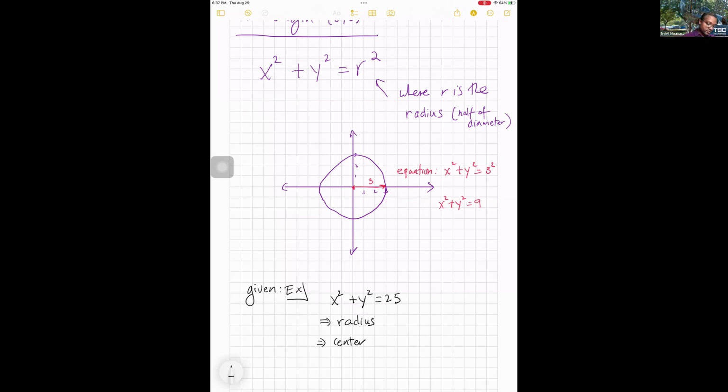The center will be at 0, 0, the origin, and the radius will be the square root of 25, better known as 5. Note here that we're not saying the radius is plus or minus 5. The radius is a physical measurement, and thus it cannot be negative, right? And that's why we're just saying the radius is just 5. Questions there on my analysis of the equation?